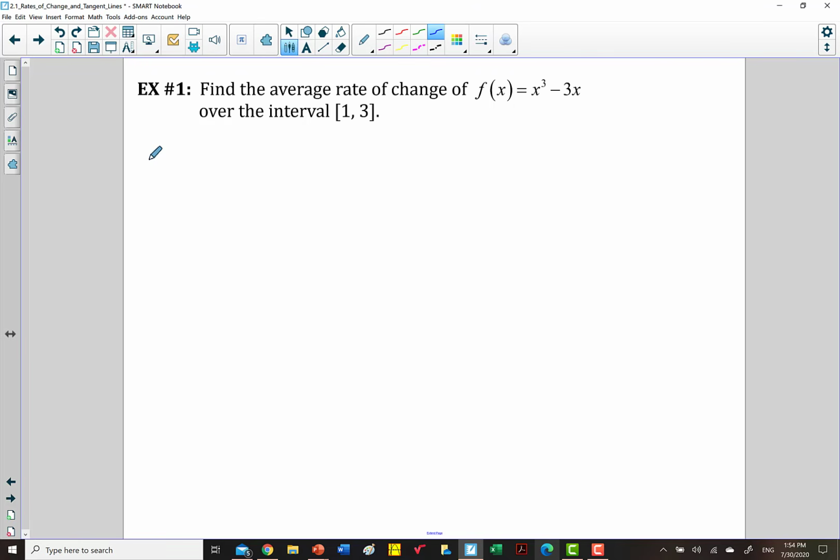Let's find the average rate of change for this cubic function over the interval from 1 to 3. So we would need to have the f of 3 and the f of 1. So if we substitute 3 here and subtract 9, we're going to end up with 18. We need the f of 1, doing the same thing, 1 cubed minus 3. And then we can find that average rate of change, or the slope of the secant line.